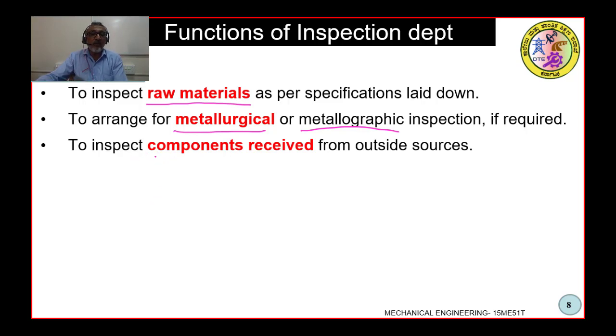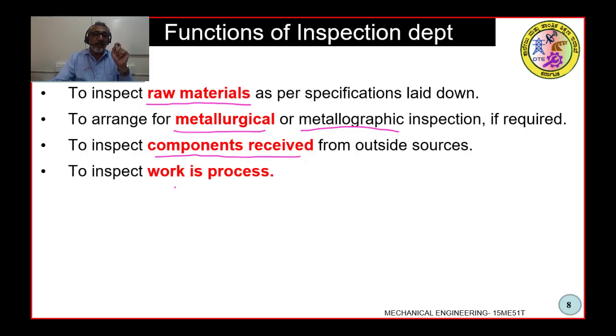The company may not manufacture all the components. Some of the components it may buy from external sources. So these components which are received from external sources are to be inspected. Inspection is to be done right from the beginning of the work to the end of the work. So that is, work in process is to be inspected.